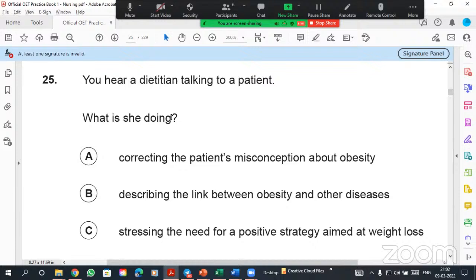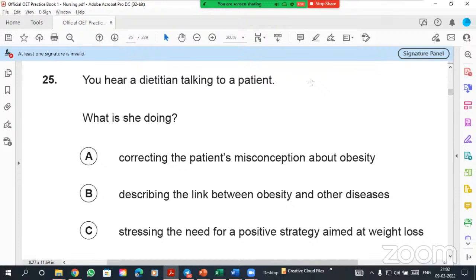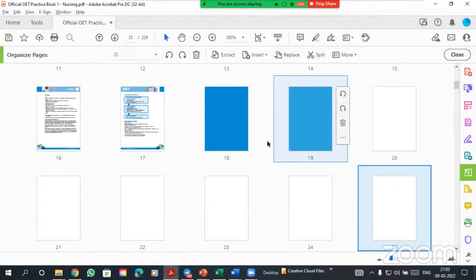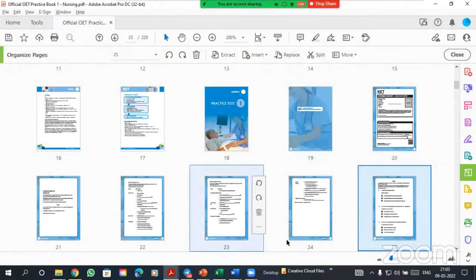Now this is the question. Let us study this question particularly.